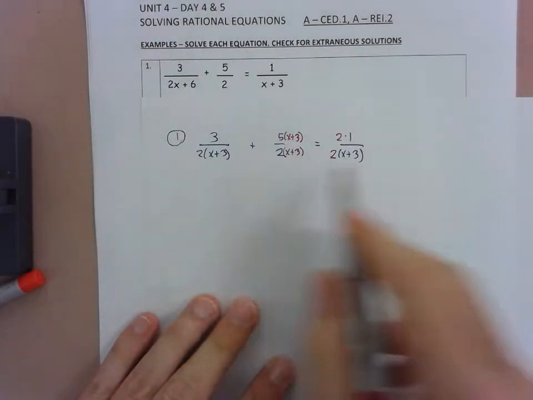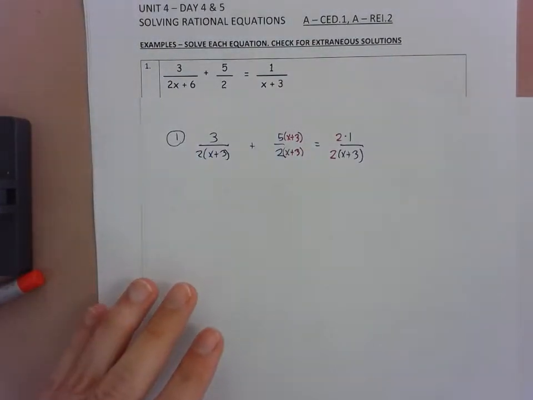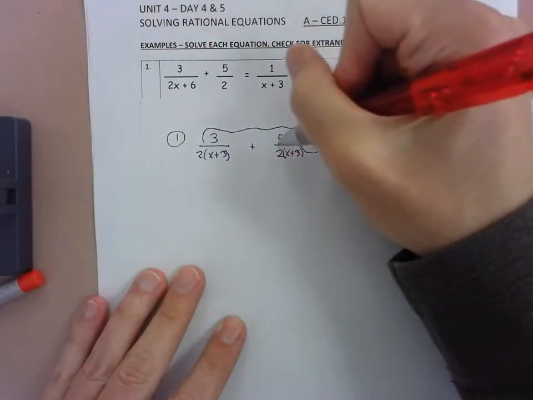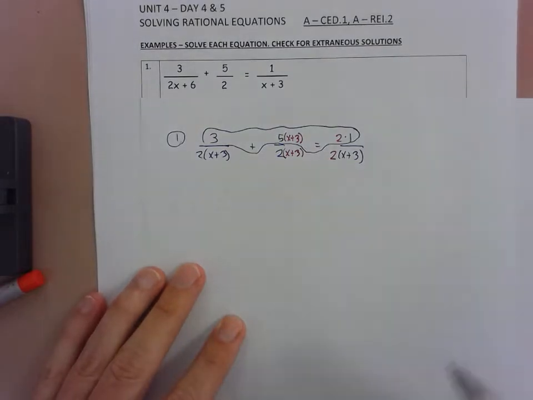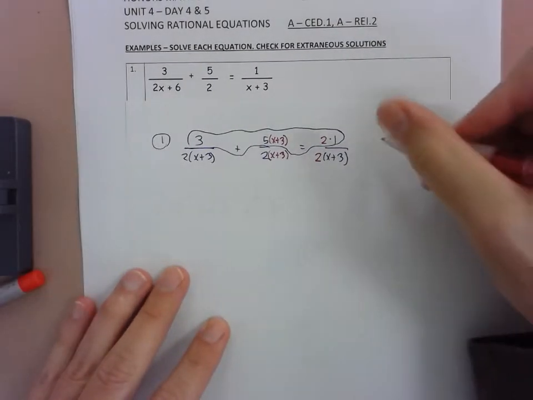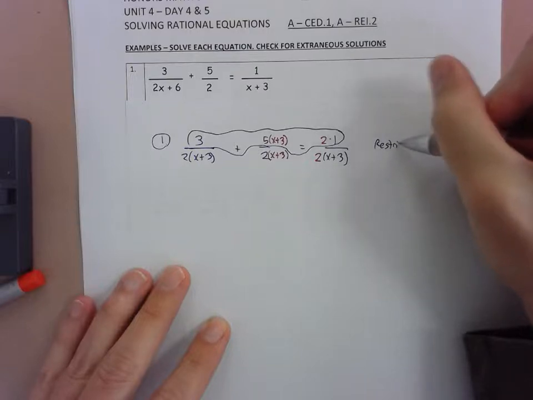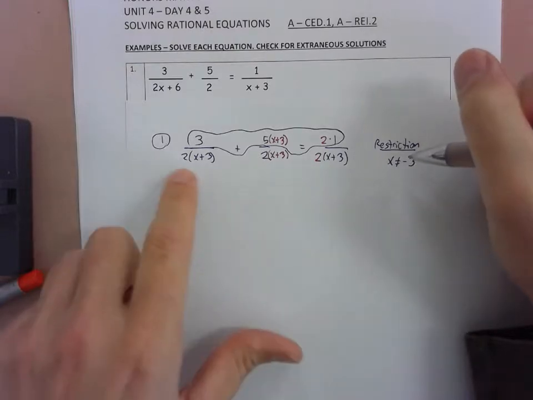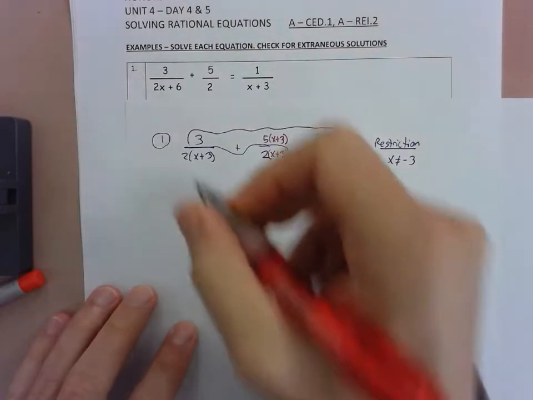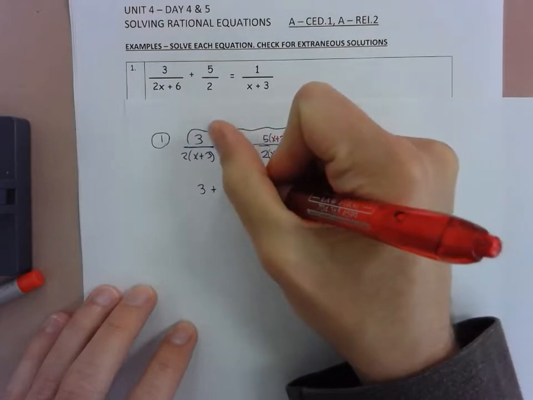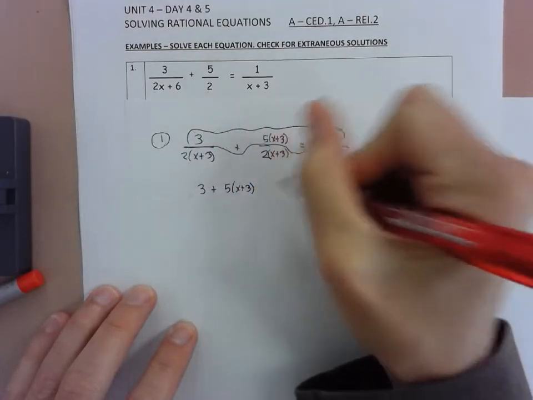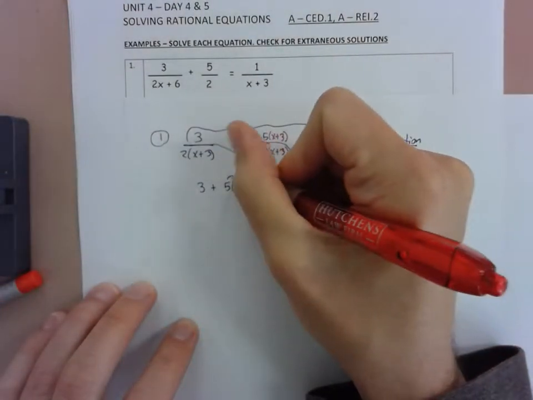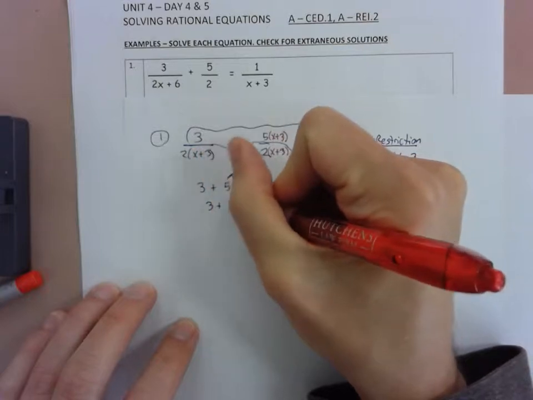Once I have that redone, I'm going to simply take the numerator and solve that equation that I circled. Ignore the denominator, although let's get the restrictions first. There's only one restriction, and that's x cannot equal negative 3, because the other one is just 2, so that's not really a restriction. So we say 3 plus 5 parentheses x plus 3 equals 2 times 1, which is 2. And so I'm going to distribute that 5: 3 plus 5x plus 15.